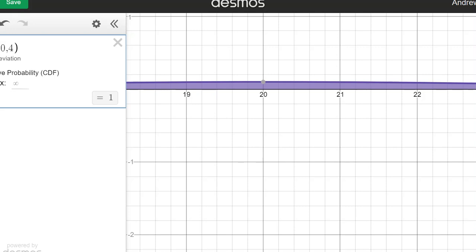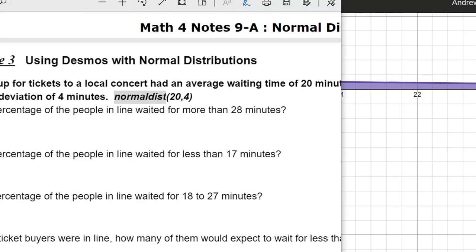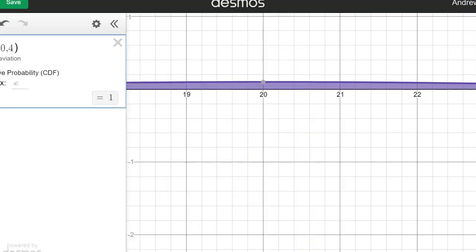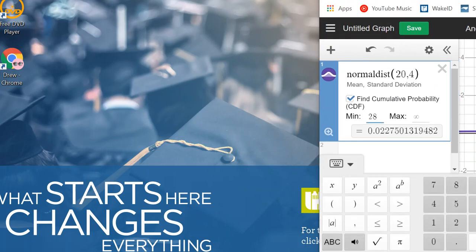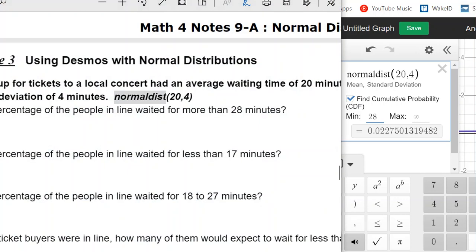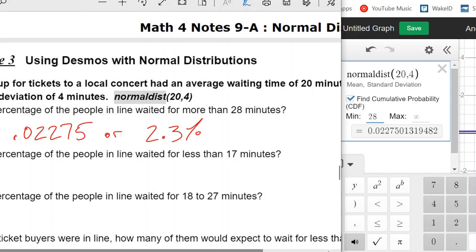Now, something really cool happens here. When I want to know the percentage waited in line for more than 28 minutes. When I think about the number line, that would be like 28 to positive infinity. From 28 to positive infinity, I have an 0.2275 chance. Let's bring up this guy. So I write 0.02275. They did ask what percentage, so we would say maybe 2.3%. That would give them what they asked for.